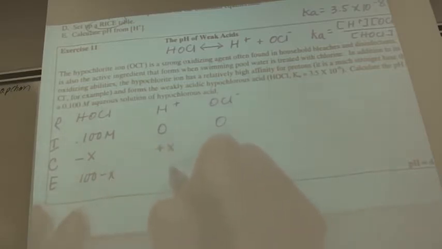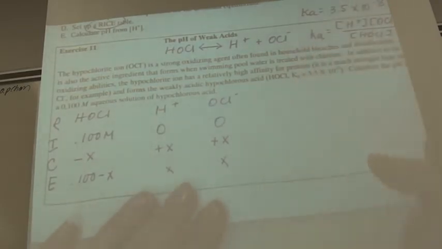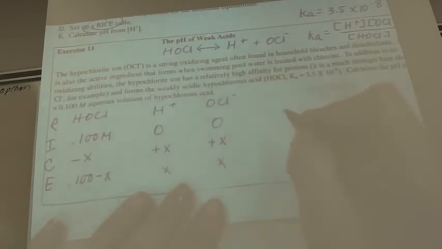So 0.100 minus x, x, and x are our equilibrium expressions. Putting this into our Ka expression, we will write 3.5 times 10 to the negative 8 is equal to x squared over 0.1 minus x. Here's the other fabulous part about this. This is always disregarded.